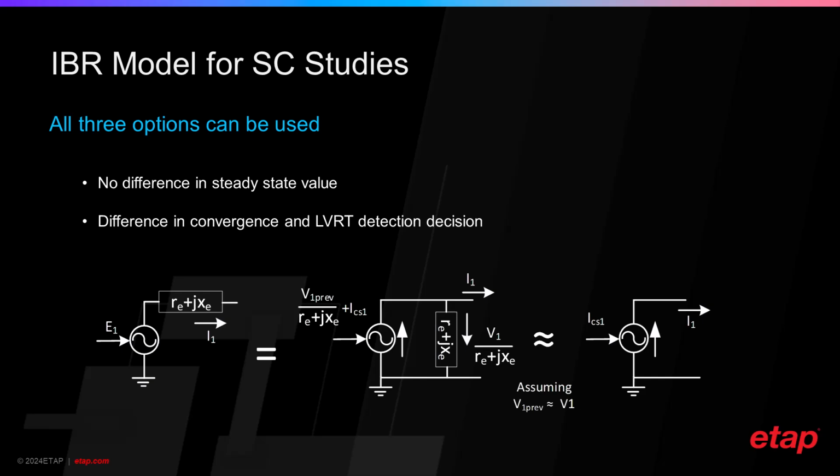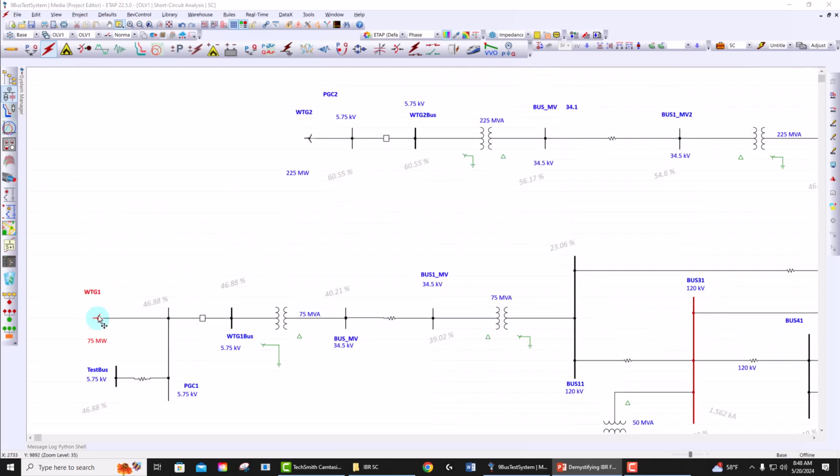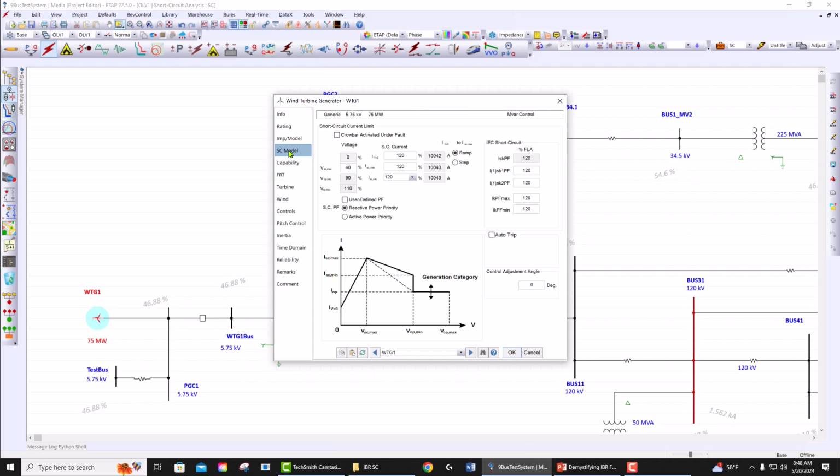Now, when it comes to IBRs, as we said, there are two things that are really important. One is the current limit of the power electronic switches, as well as the control schemes. What I would like to do in this webinar is go through ETAP and discuss these two, and demonstrate how they can impact the short circuit current and the analysis, so we have a full understanding when we do short circuits of IBRs.